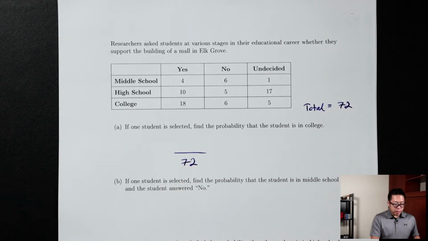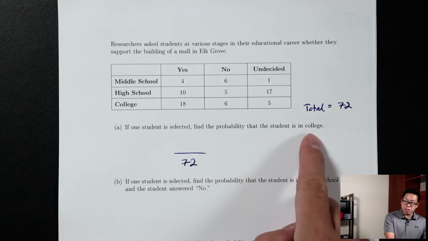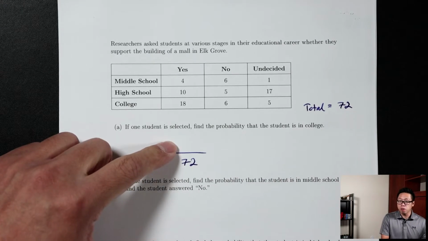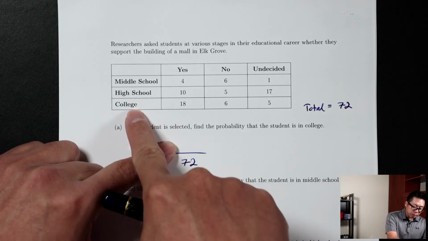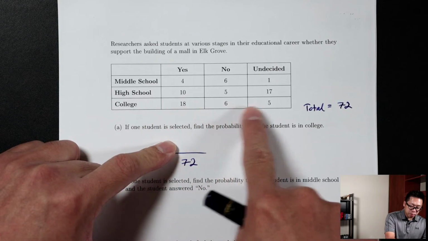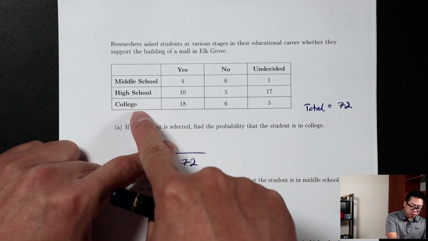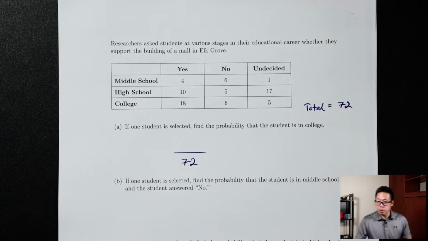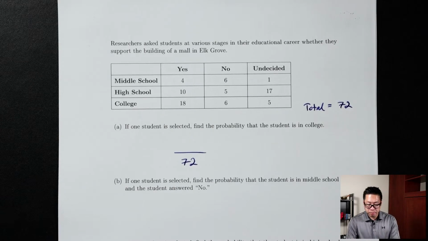For the top, we're interested in the probability that the student is in college. So how many students are in college? College would be 18 plus 6 plus 5. So all of those people are in college. 18 plus 6 plus 5. 29.